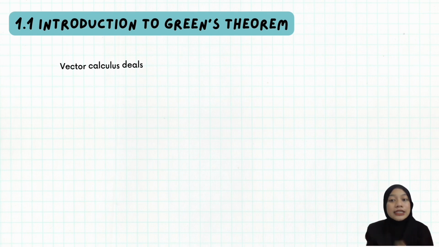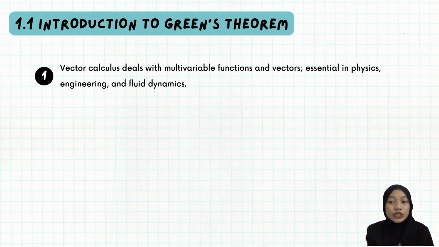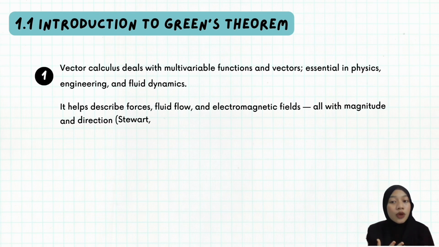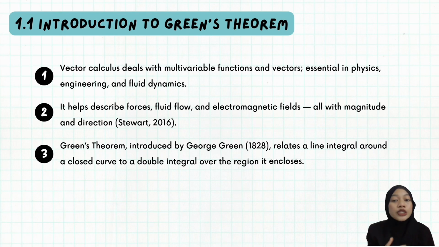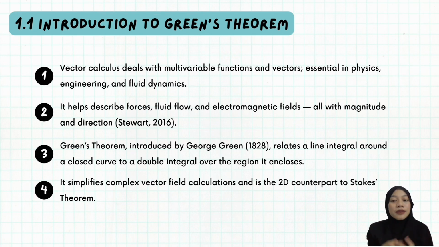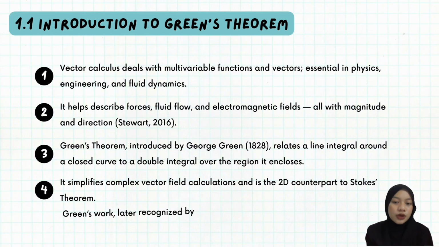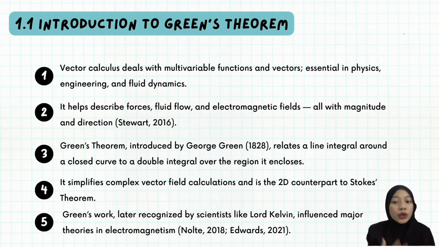Vector calculus deals with multivariable functions and vectors, as shown in physics, engineering, and fluid dynamics. It helps describe forces, fluid flow, and electromagnetic fields, all with magnitude and direction. Green's theorem was introduced by George Green in 1828 and relates a line integral around a closed curve to a double integral over the region it encloses. It simplifies complex vector field calculations and is the 2D counterpart to Stokes' theorem. Last but not least, Green's work was later recognized by scientists like Lord Kelvin and influenced major theories in electromagnetism.